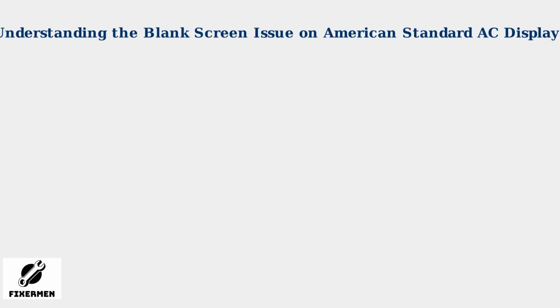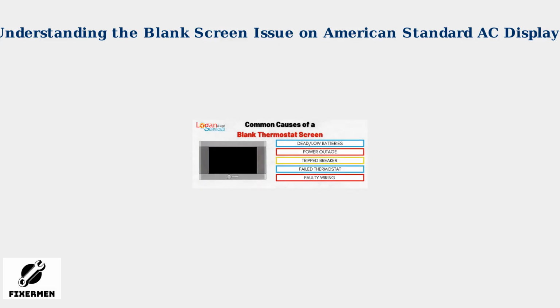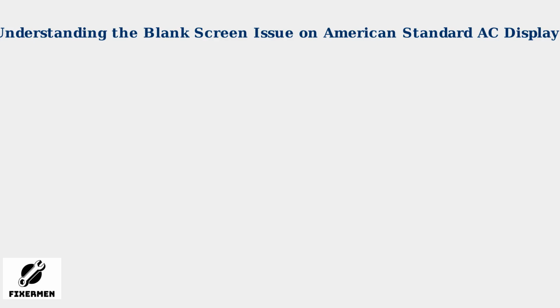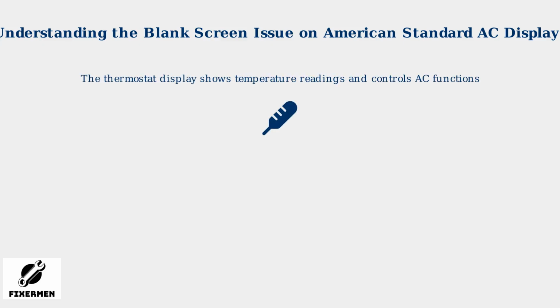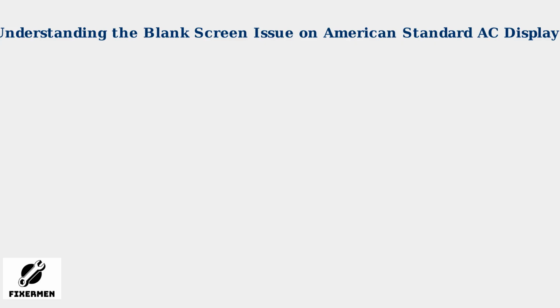American Standard AC displays sometimes show a blank screen, a common problem often stemming from electrical faults or software glitches in the thermostat's control board. This issue frequently appears as a completely blank display on your thermostat, preventing you from controlling your air conditioning system. The thermostat display is your interface for monitoring and adjusting your home's temperature and air conditioning settings.